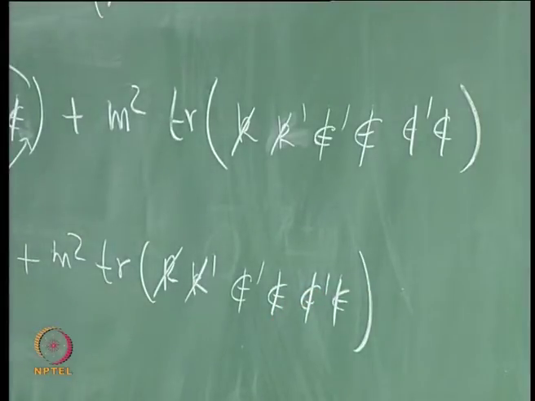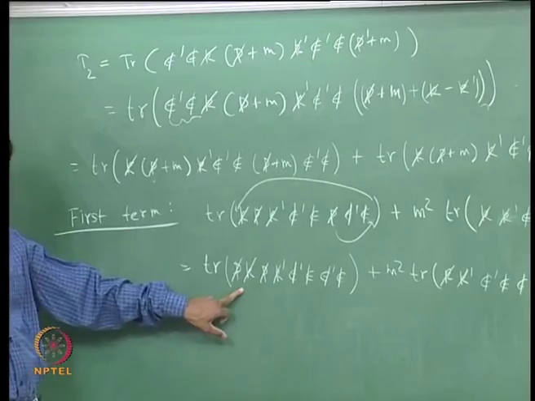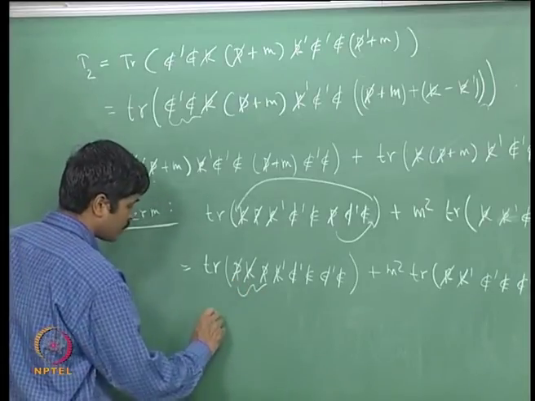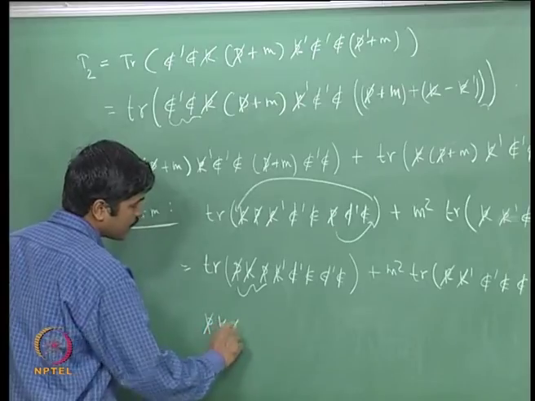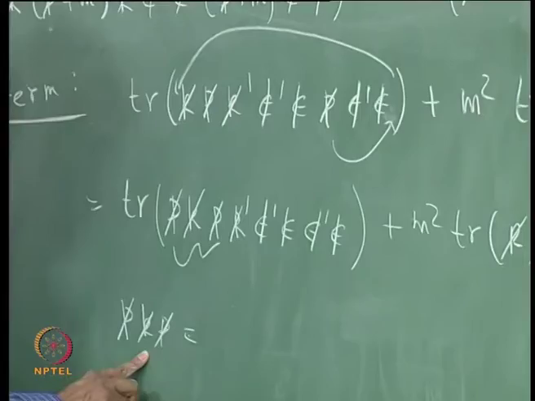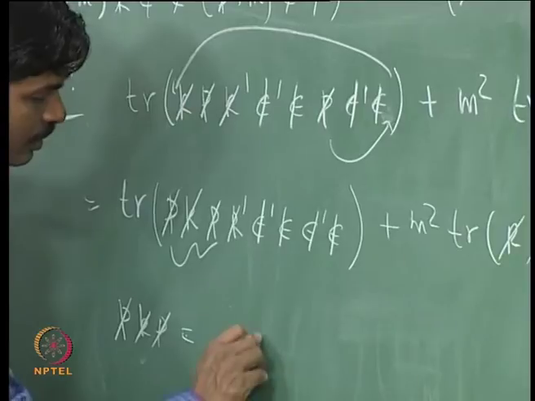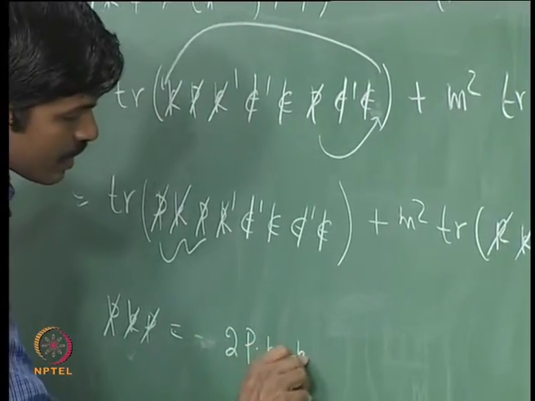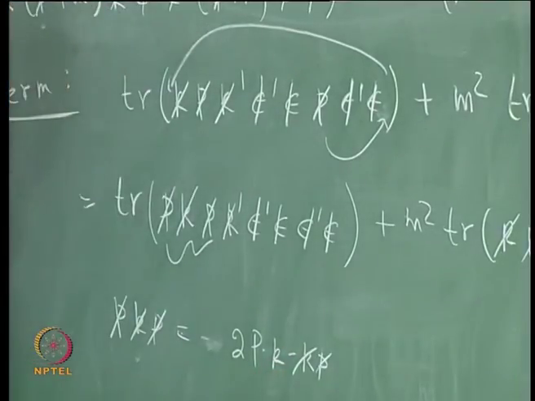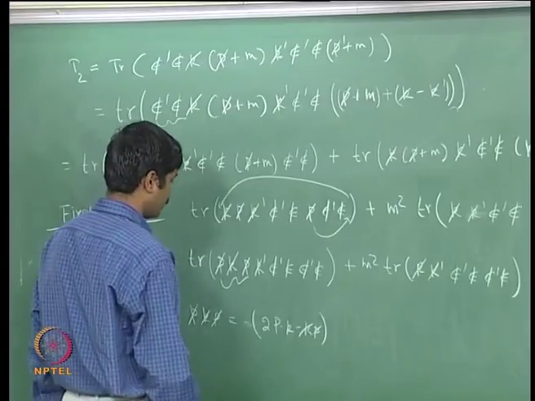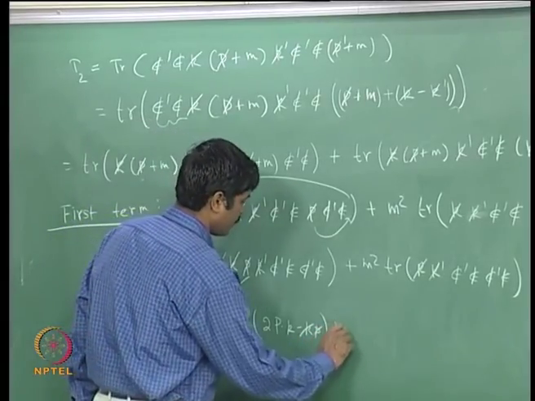But now you notice this term here, these first 3 terms, it is P slash K slash P slash, which is given by P slash K slash is minus, sorry, plus twice P dot K minus K slash P slash, right, this times P slash.